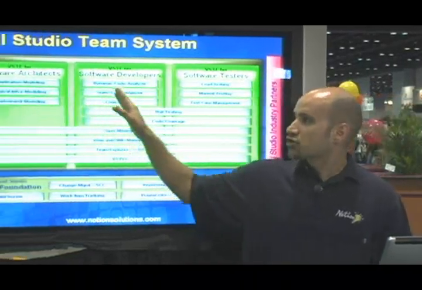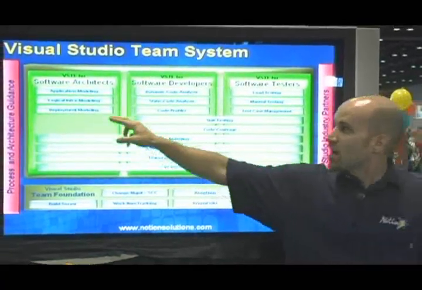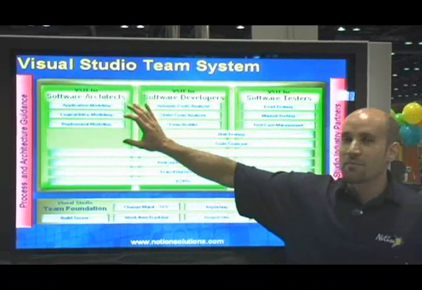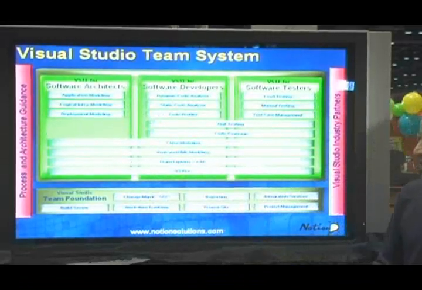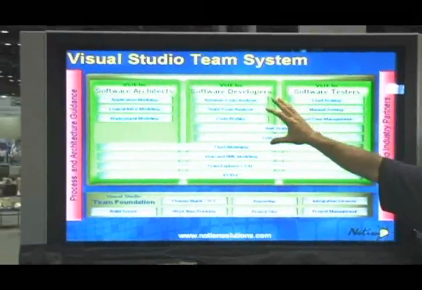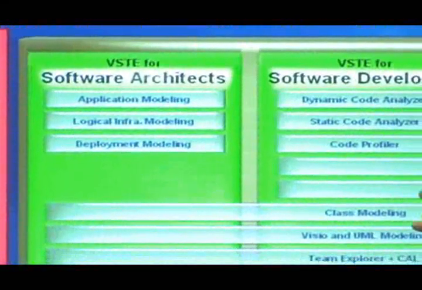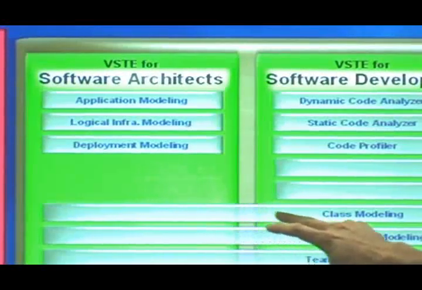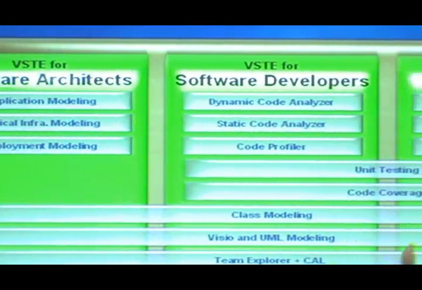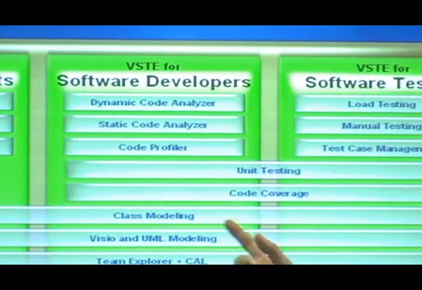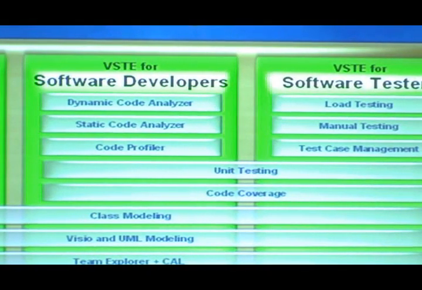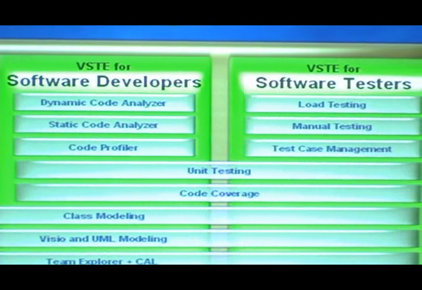I really want to now focus on the individual product SKUs. So you're going to have a Visual Studio Team Edition for software architects, where you're going to have all of the modeling and architecture tools. You're going to have a Visual Studio Team Edition for software developers, which is going to be more of your code analysis, your unit testing, and profiling feature sets in there. And I want to draw your attention to the long bar here, which is class modeling. Class modeling you're going to oftentimes see associated with Visual Studio Team System. It will actually be available in Visual Studio Professional and Visual Studio Standard editions. There's going to be the third version here for software testers.